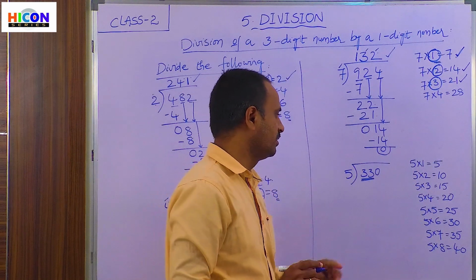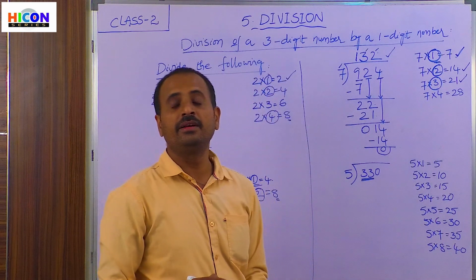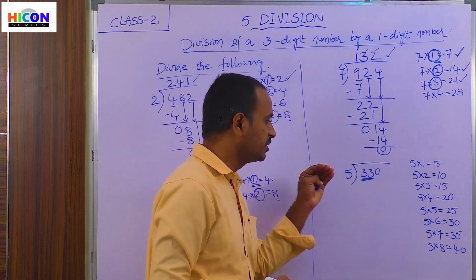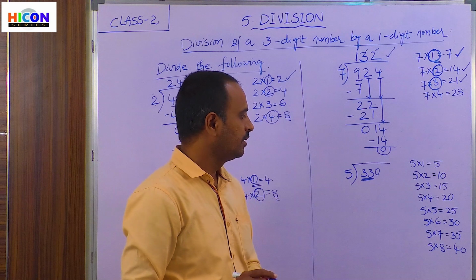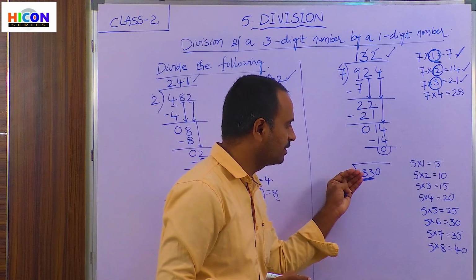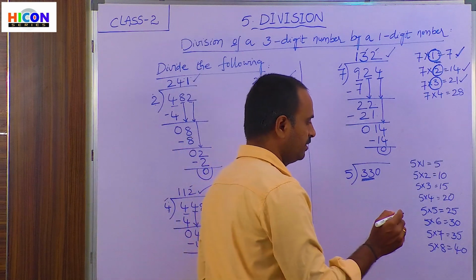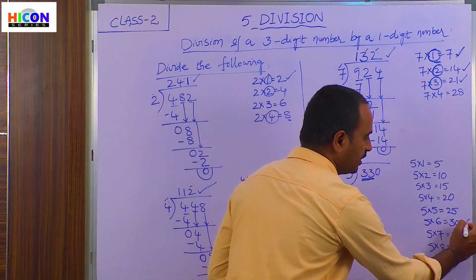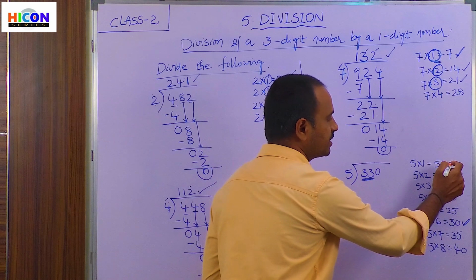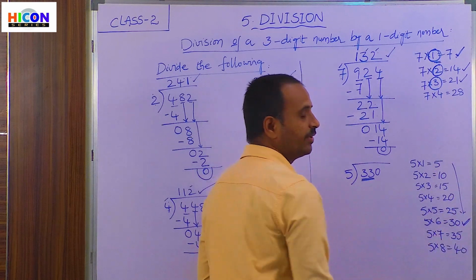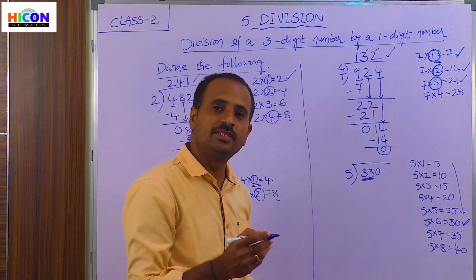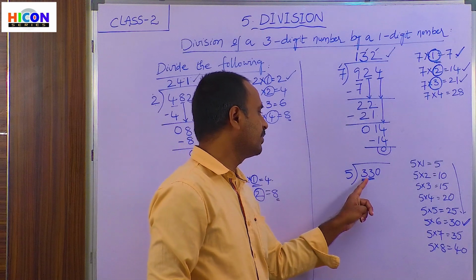So if the number is not in the table, then take the number which is just less than 33. What is the number less than 33 in the 5th table? The number just less than 33 is 30. All these numbers are less than 33, but we have to take the number which is just less than the number 33.